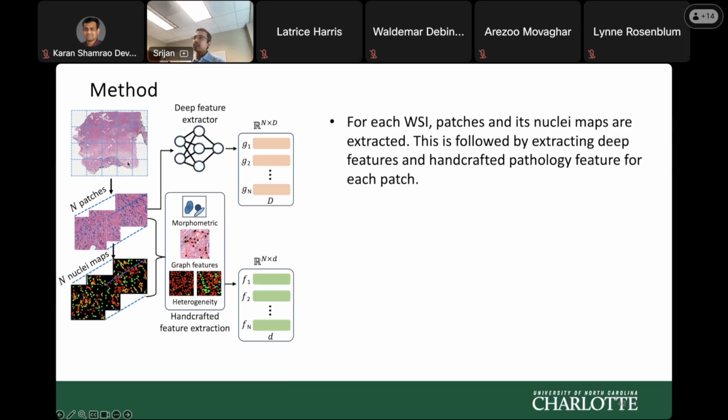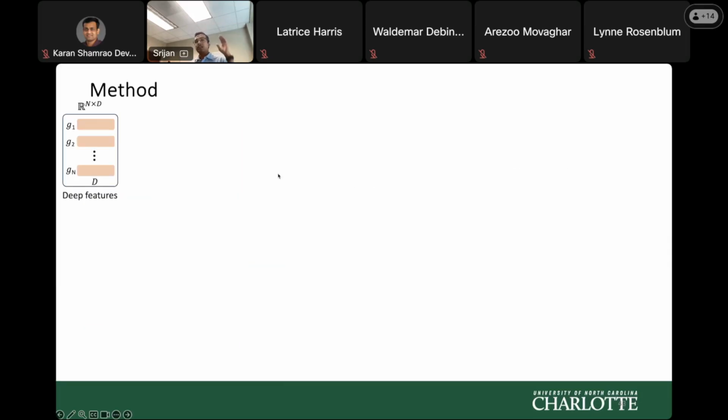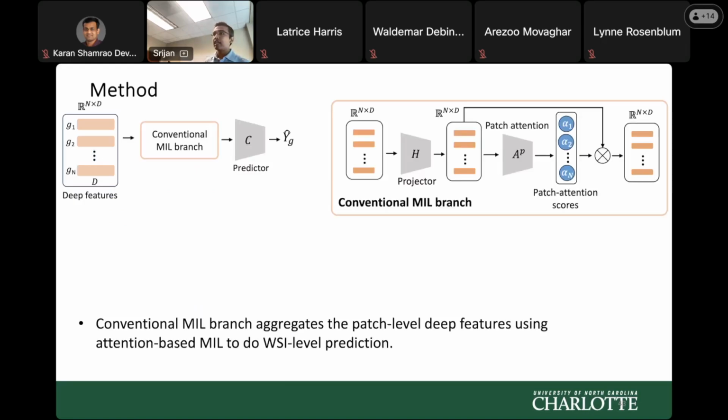At the same time, also get the deep features for your patches. Once you have the handcrafted features and the deep features, send the deep features to your conventional MIL to perform the survival task. These conventional MILs are very good at doing attention over the patches, so they are very good at identifying which patches are important. But they cannot tell us which features are important to perform this survival task. That is what SI-MIL is going to do.